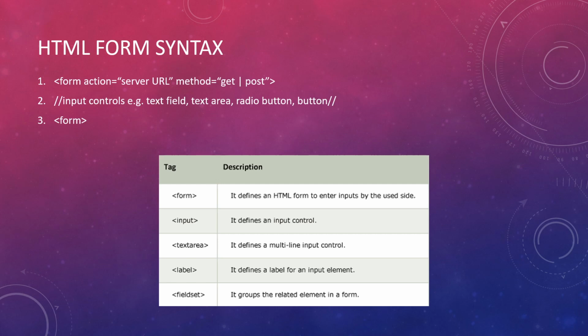Here are some of the tags and their descriptions. Form tag. It defines the HTML form to enter inputs by the user. Input. It defines the input control. Text area. It defines the multiple line input control. Label. It defines a label for an input element. Field set. It groups the related elements in a form. Now let us see a few examples.